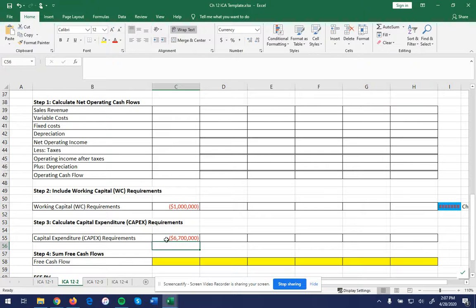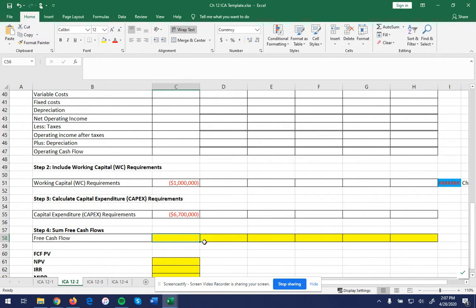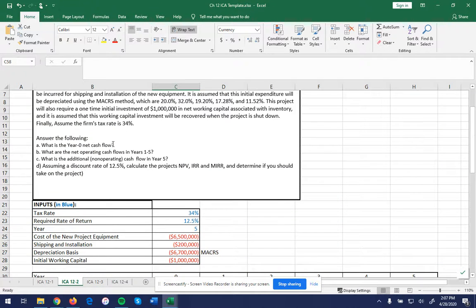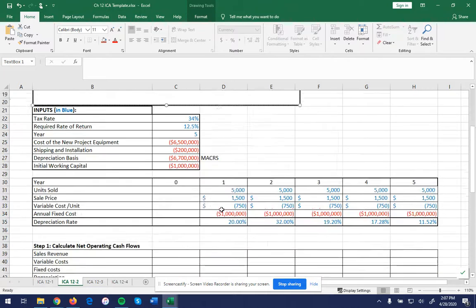So capital expenditure requirements is anything related to the machines or the tools that we have. So our free cash flow, what we do is we're going to add up our operating cash flow plus, which we don't have any of, our working capital cash flow plus our capital expenditures. So our year zero, question A, year zero total cash flows would be $7.7 million. So that's question A. What's the year zero net cash flow?